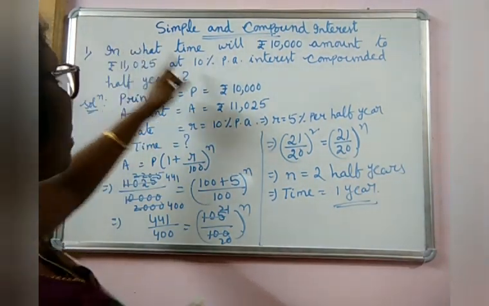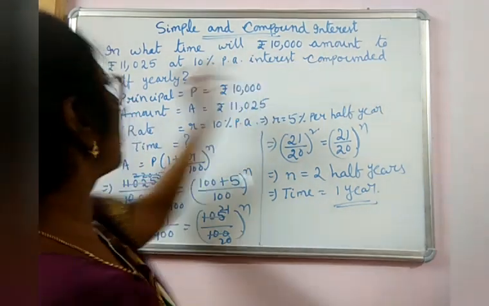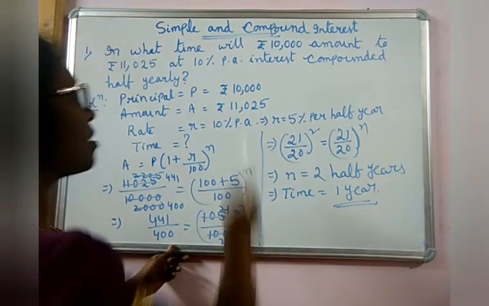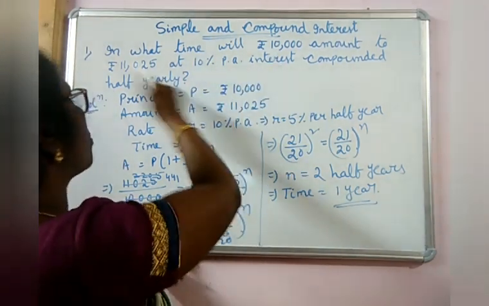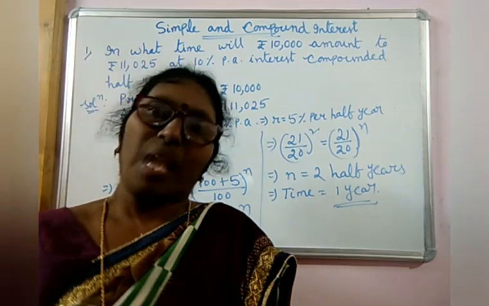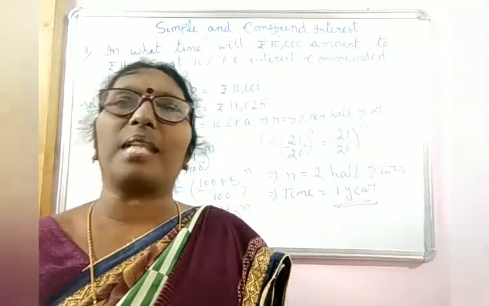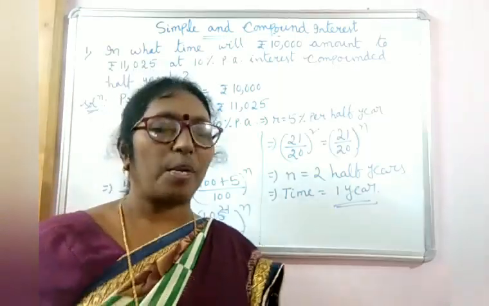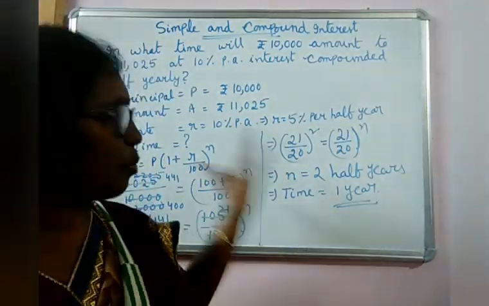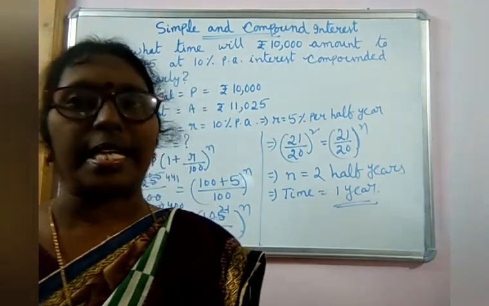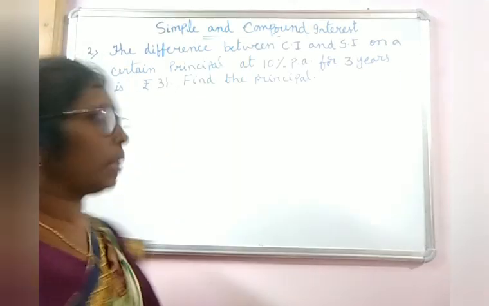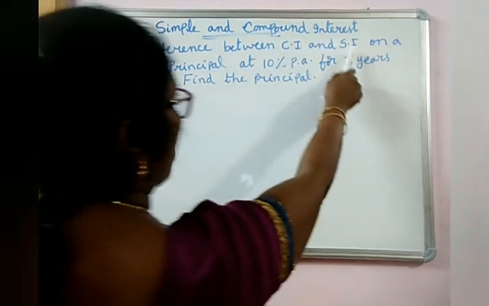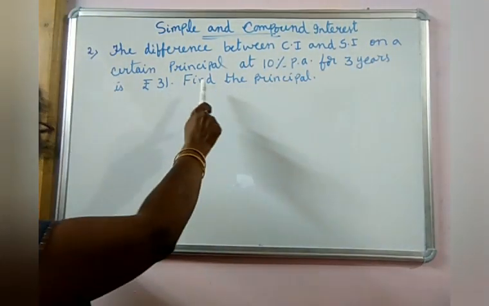The question is, in what time will 10,000 rupees amount to this at 10% per annum interest compounded annually? It means in 1 year 10,000 rupees will be 11,025 rupees at 10% per annum if the interest is compounded annually. Now one more variety I am going to give you, one more question, and explain it to you.